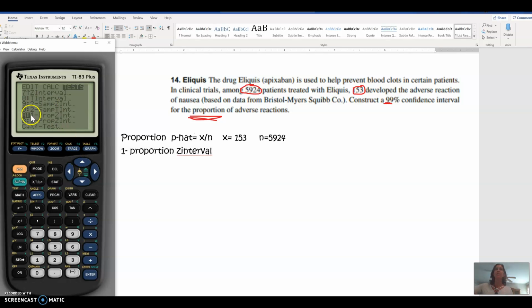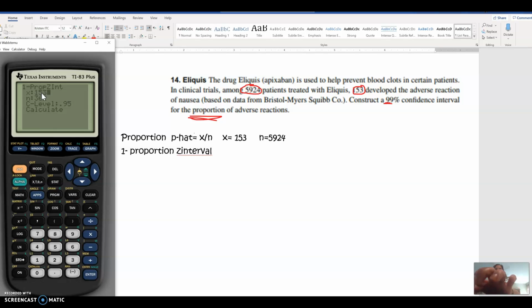You can also kind of tell from the calculator for my one proportion, that's the only option they're giving me. There's no other interval for one proportion. So I'm going to choose that. And then it makes sense that I picked the right thing because my calculator is asking me for the data I have, x, n, and the confidence level.